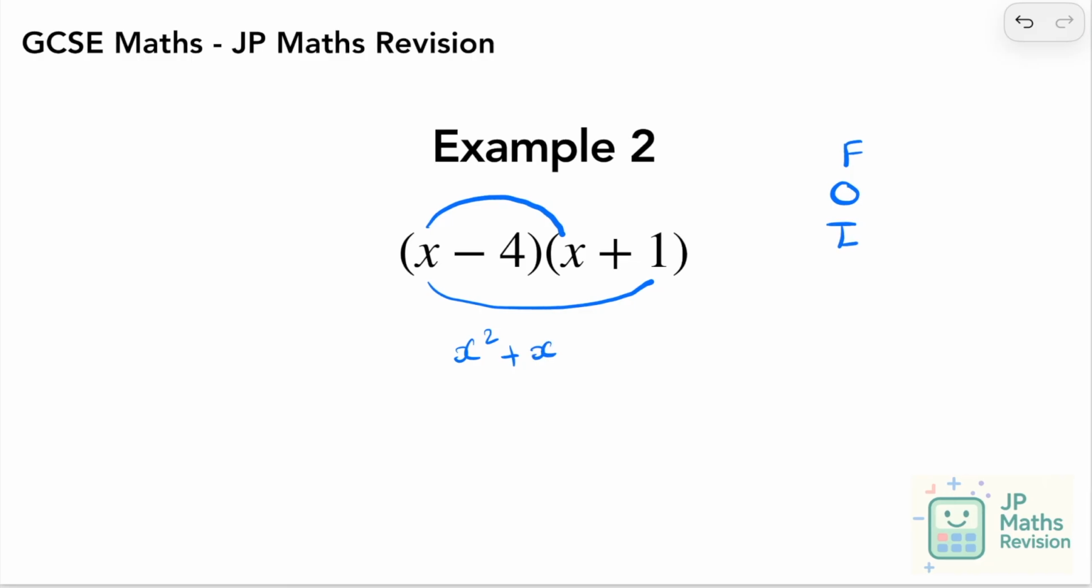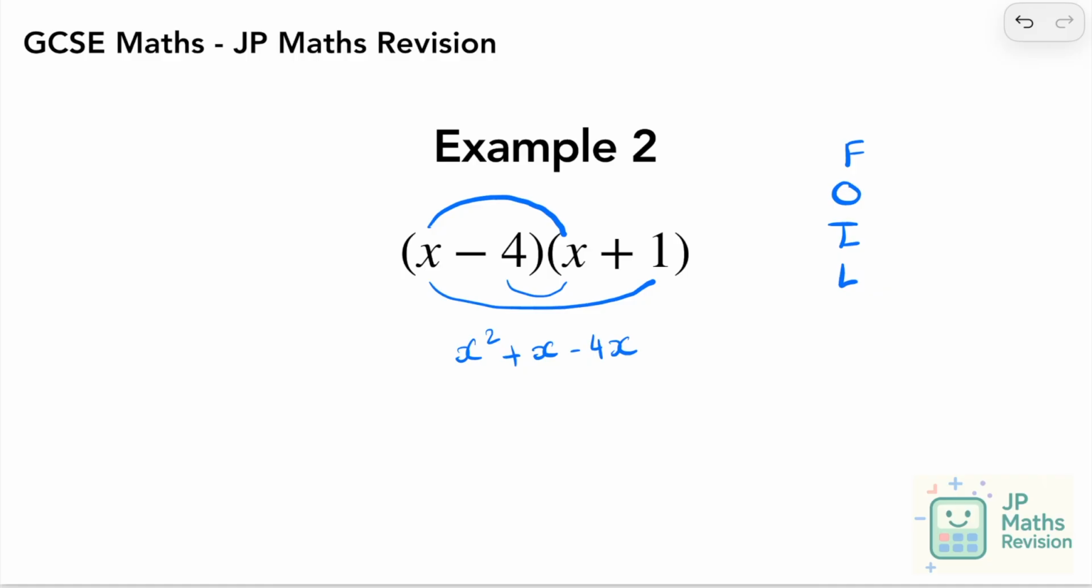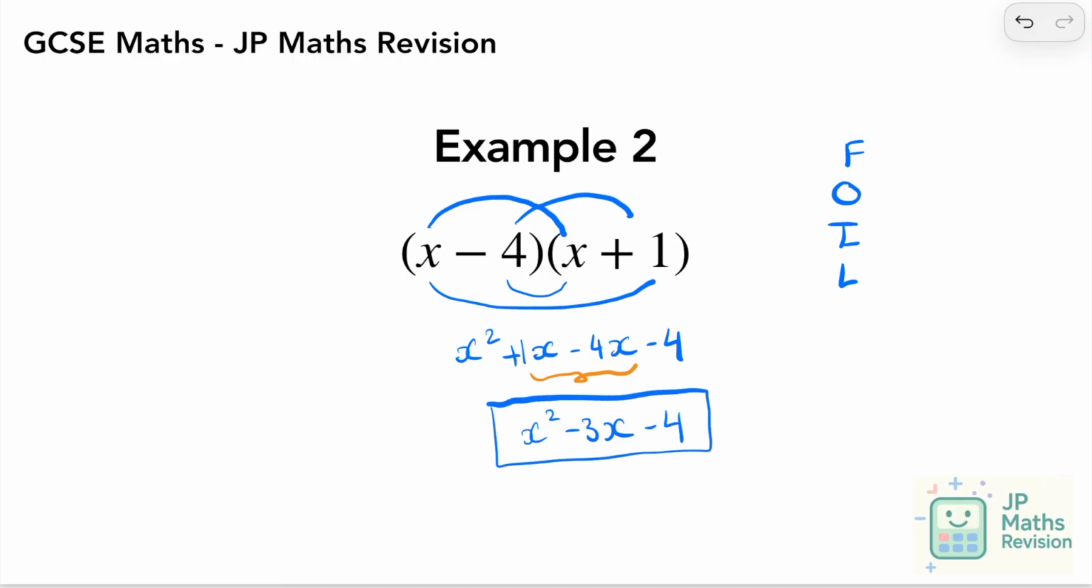I stands for inner, so it's the inner term, so minus 4 times x, which is minus 4x. And L stands for last, so we're going to do the last terms, so minus 4 times 1, which is minus 4. So I've expanded, now we need to just simplify. So we have these two like terms in the middle, so x take away 4x, so 1x minus 4x is going to be minus 3x. So we have x squared minus 3x minus 4. And that is the answer to that question.